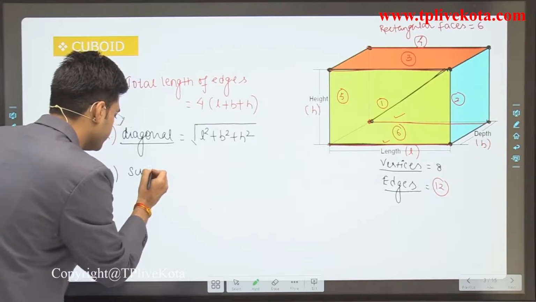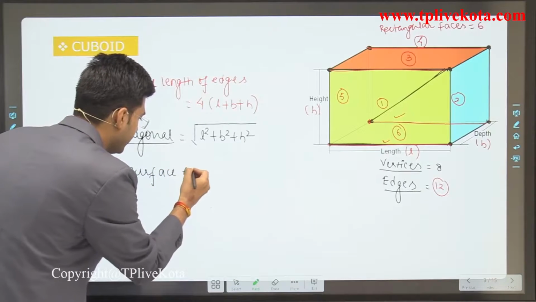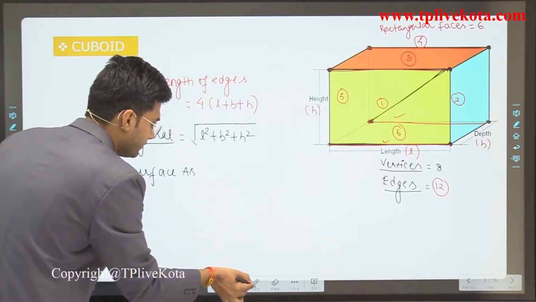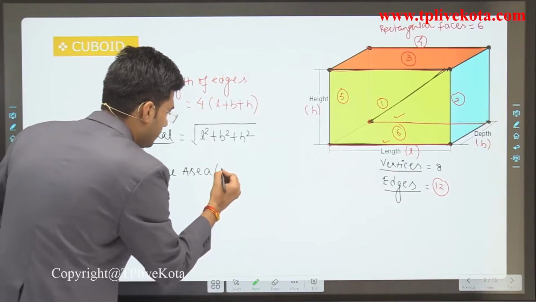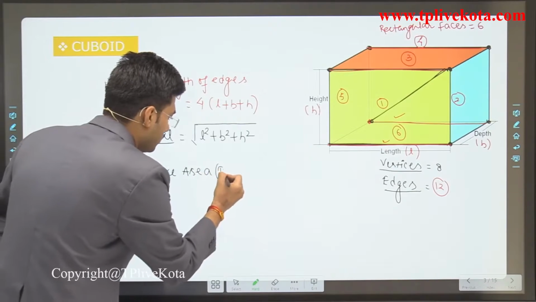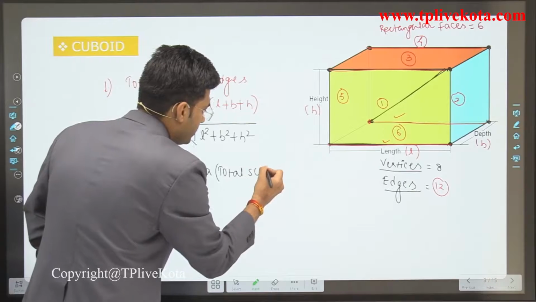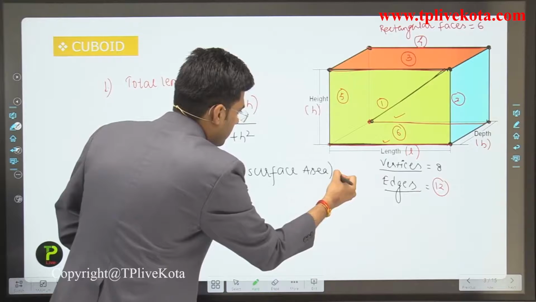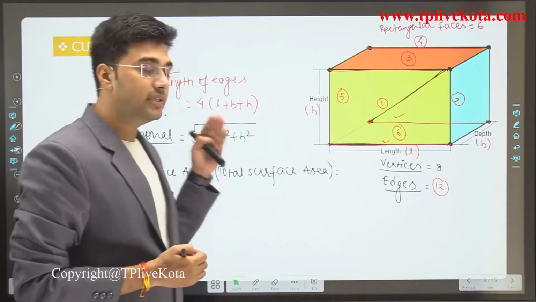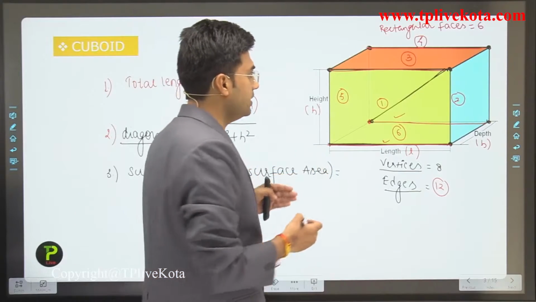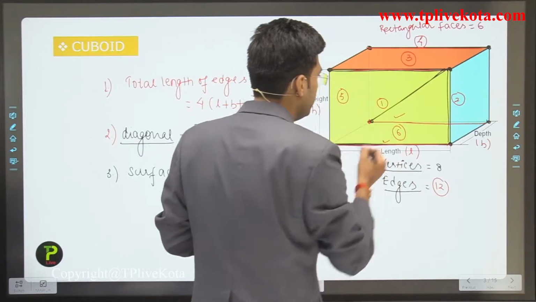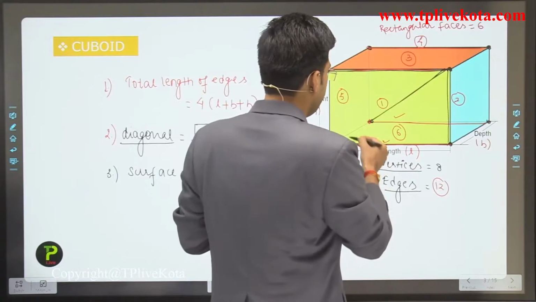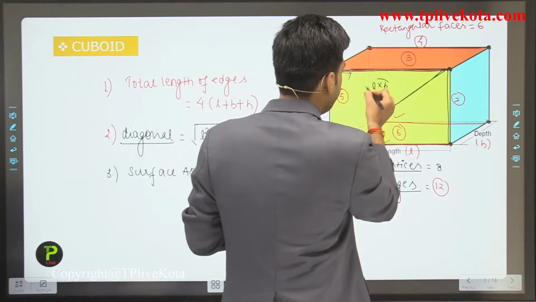Now after this, surface area. Surface area, or we can say total surface area. It is equal to, here we have 6 surfaces, all the surfaces are rectangular. If we find the area of this surface, it is length multiplied by height.